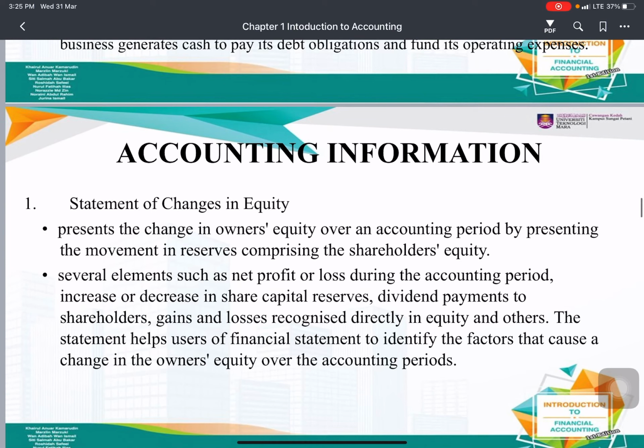All right, and then the next one will be the statement of changes in equity. So in the equity, the capital contributed and the movements, everything should be stated also, okay? So by presenting the movement in the reserves comprising the shareholders' equity, it means that for the equity of the shareholders, we would like to know if there are any changes.